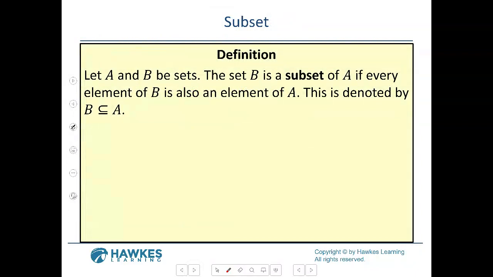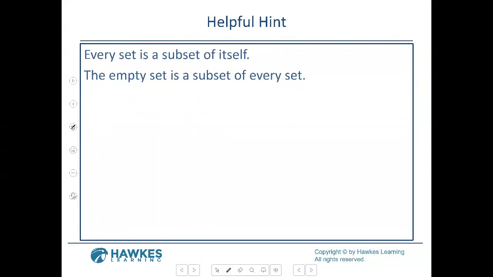Subset. Let A and B be sets. Set B is a subset of A if every element of B is also an element of A. This is notated by a C with a line under it. That's a subset. It basically means something inside of something. Every set is a subset of itself. The empty set is a subset of every set. So remember that even though it's empty, nothing is there, it's also a subset of every set.